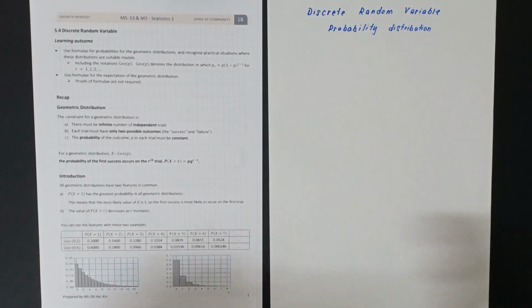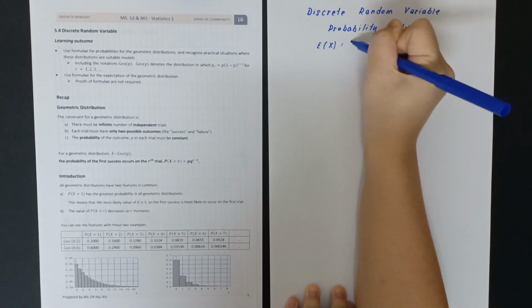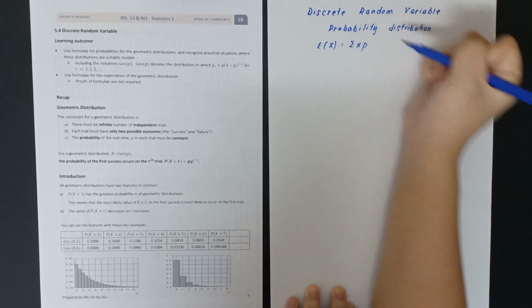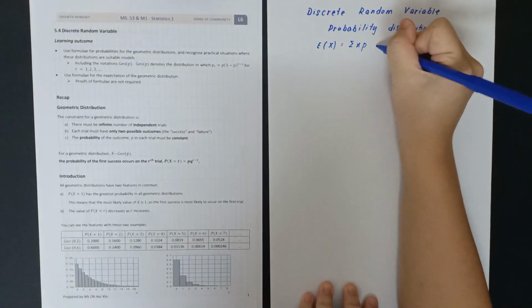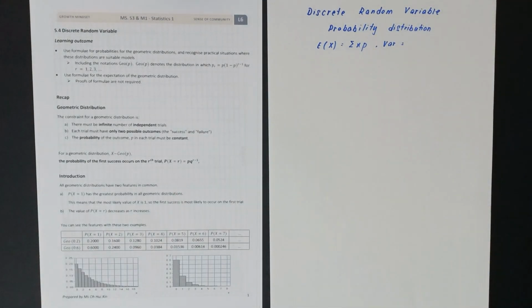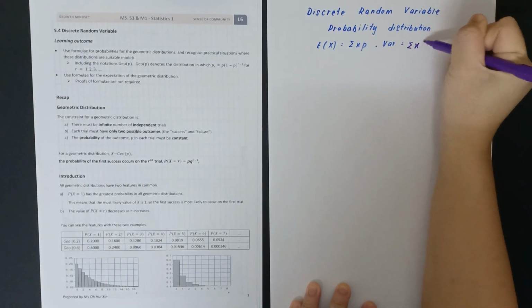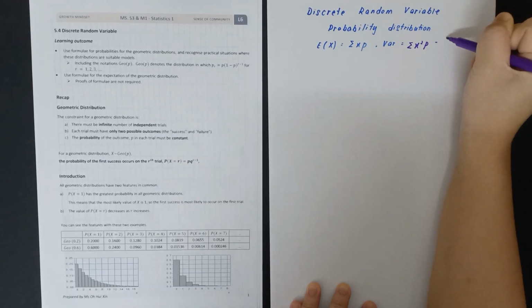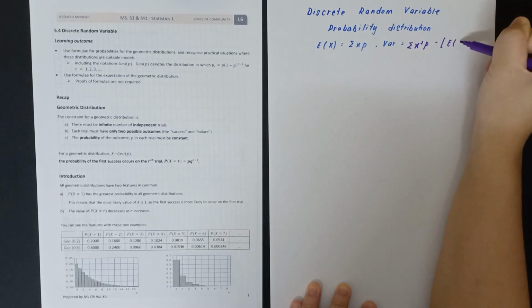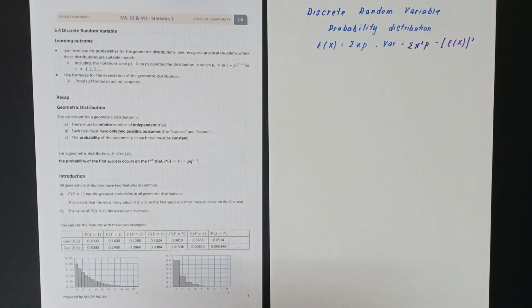So if you still remember, for a discrete random variable, your expectation or your mean will be equal to the sum of x times the corresponding probability. Then for the variance, it will be equal to the sum of x squared times your probability, and then minus your mean squared. So this is what we learned for discrete random variable, which is our first 2 lessons.